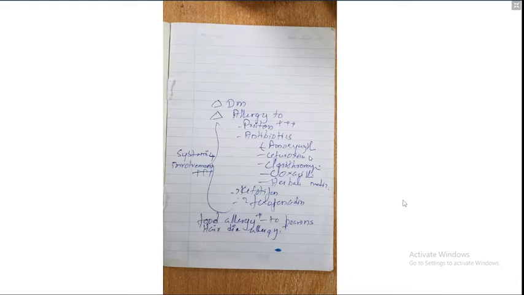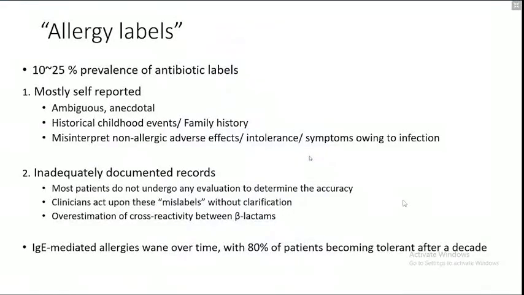So when you evaluate the clinical history, before recording it, you have to thoroughly go into the history and see whether it's really an allergic reaction. Now, as Danushka mentioned, these allergy labels are very common, and most of them are self-reported. Patients themselves come and say that they are allergic to an antibiotic, and sometimes these symptoms are very ambiguous, very subjective, and sometimes these events occurred so many years ago. Those historical childhood events, they can't even remember.